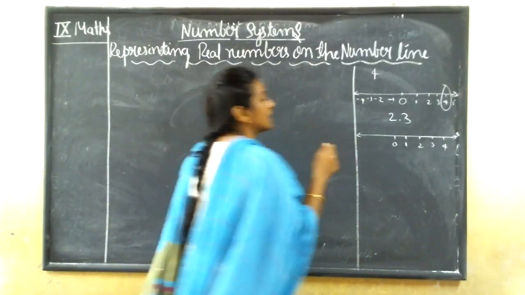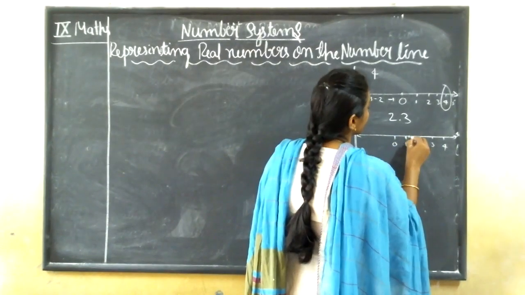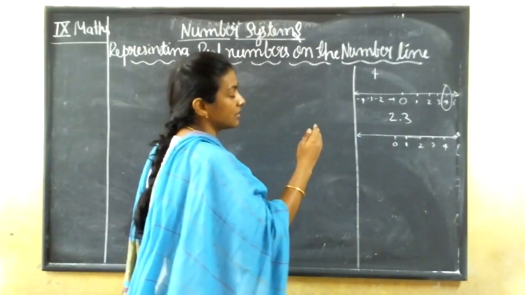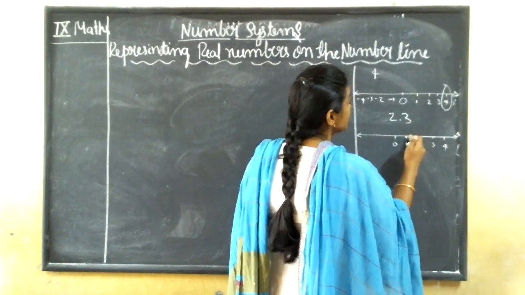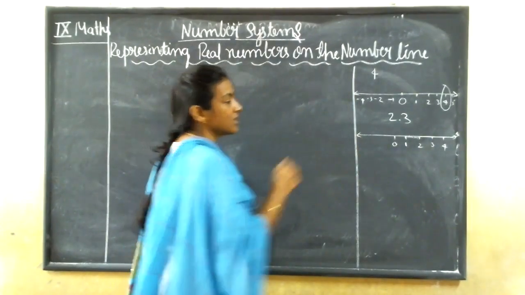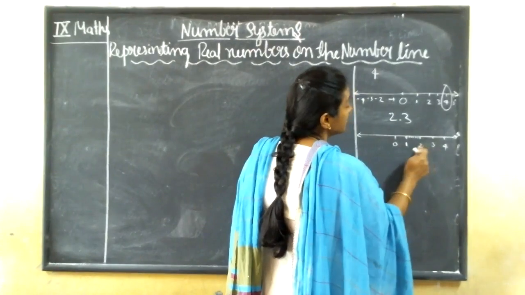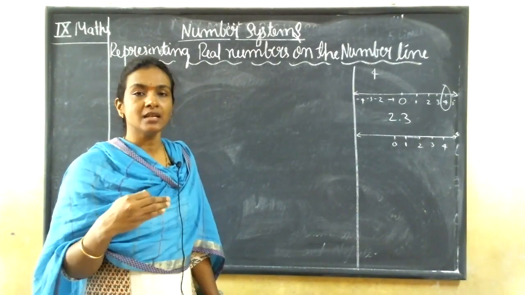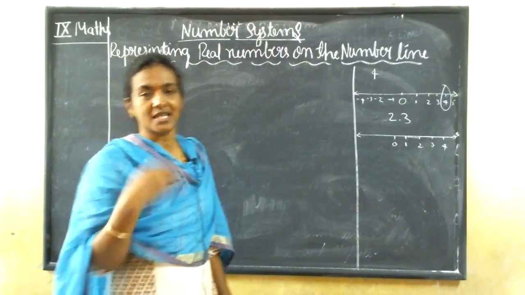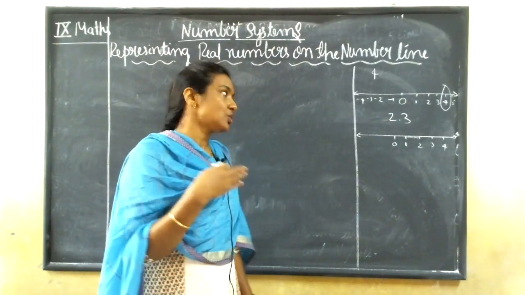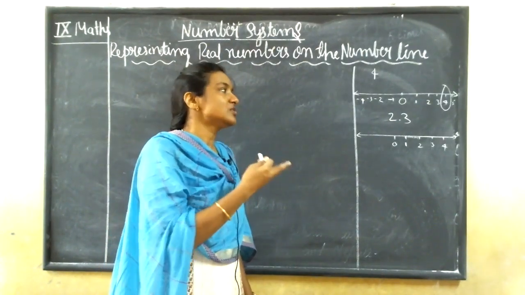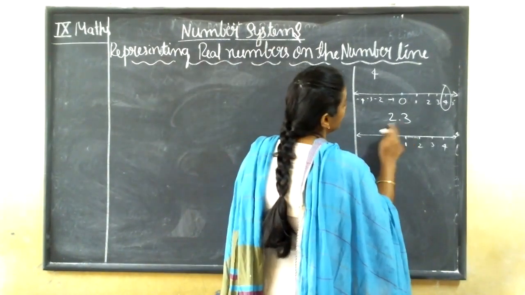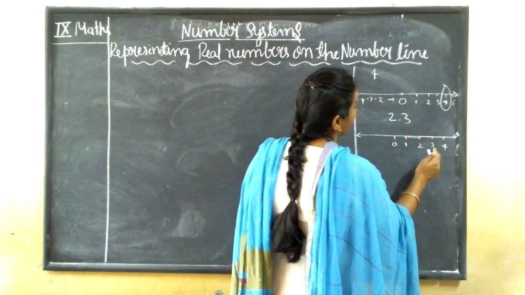It means here, think that we are going to take 10 points in between 1 and 2, and the same way in between 2 and 3. See, 2.3 means it is greater than 2 and less than 3. 2 is the whole number here, and the 0.3 is a decimal, right? So it is located here in between the numbers 2 and 3.